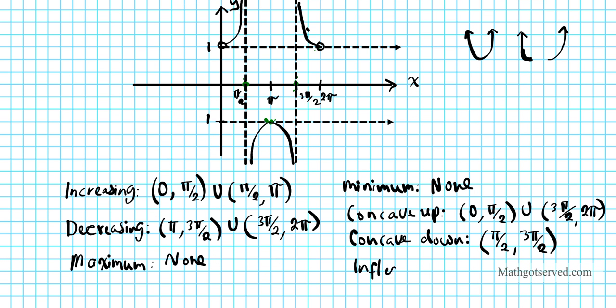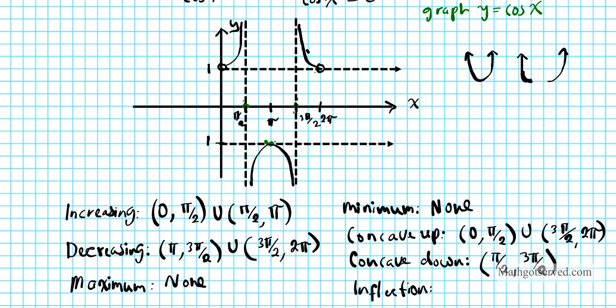Inflection. Now, where does the concavity change? Concavity changes at pi over 2 and 3 pi over 2, but there's a jump. There's a big jump here. This line is not part of the graph, so we cannot add it. Okay? So since there's no point on the curve where the concavity changes, there's basically none. So basically anytime the points of inflection are excluded from the graph, we cannot consider them as a point on the graph. All right, so there are no points of inflection on this graph.